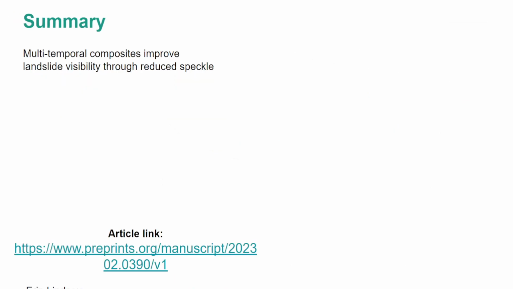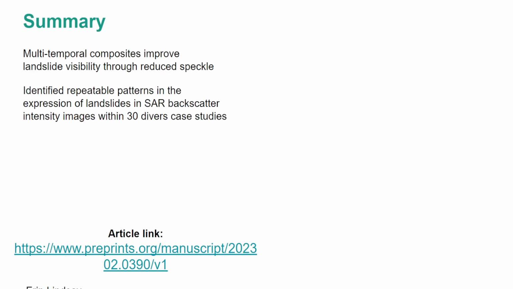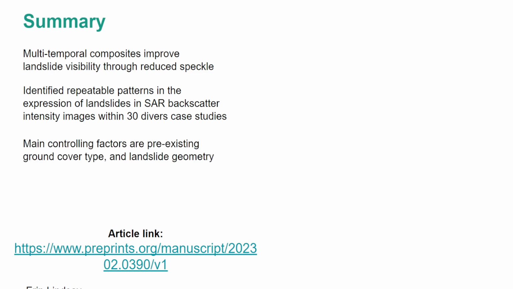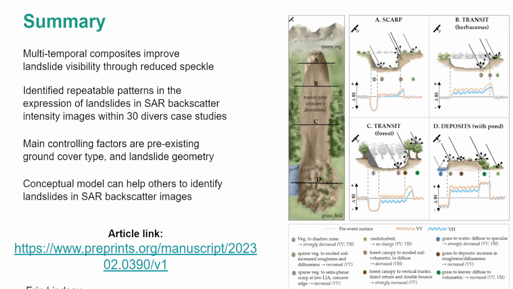Okay, so to summarize, using the multi-temporal composites helped to improve landslide visibility in SAR change images by reducing speckle noise. This improved clarity allowed us to identify trends in landslide expression. We found that the main controlling factors were pre-existing land cover type and geometry. The different trends were presented as a conceptual model, which could help others know what to expect if looking for landslides in different areas with SAR backscatter images.